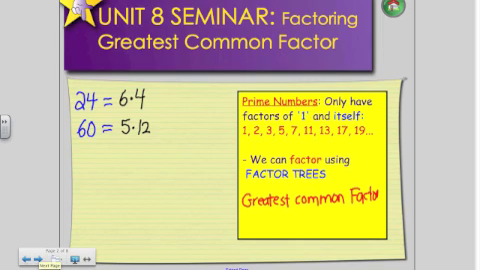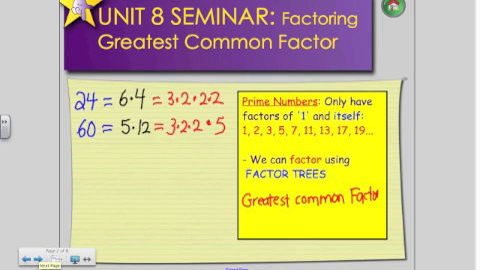6 and 4 can be broken down further into 3 times 2 and 2 times 2. 12 can be broken down into 6 times 2 or 3 times 2 times 2. And then, 6 times 2 is 12, and then we have the 5. Now notice I'm not separating by a multiplication sign because multiplication signs can be confused for the letter x. So when you're doing multiplication, just always put a little dot in between, and that means multiplication from now on.